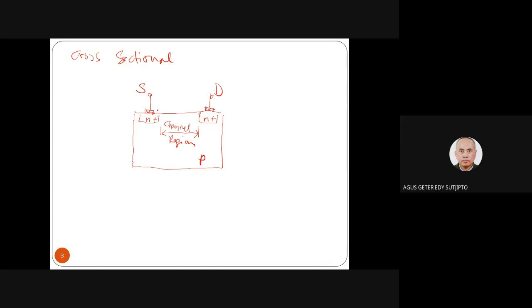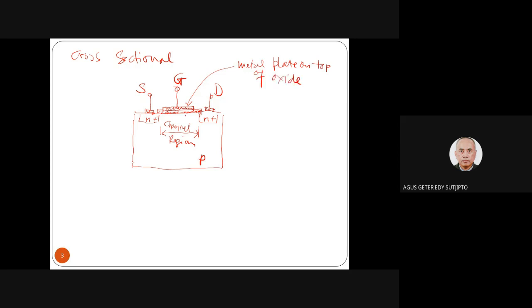On top of P, we connect with the oxide. Yeah, this is oxide, and then on top of the oxide, we have metal, a metal plate. So over here we have terminal G. This is a metal plate on top of oxide.